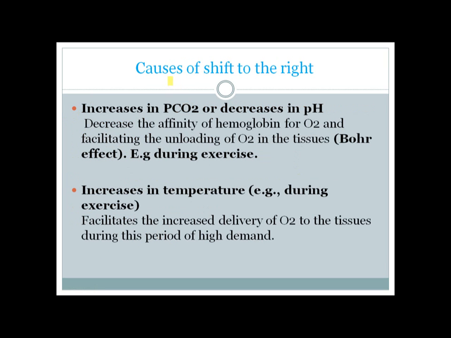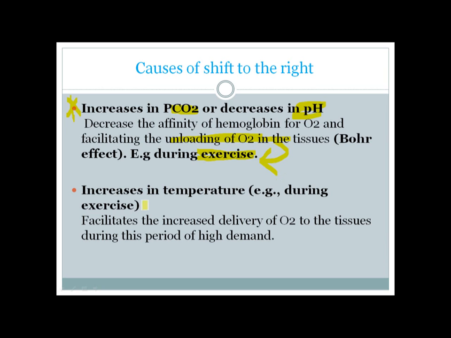So what are the causes of right shift? There are multiple causes. Most of the causes actually represent the situations that can be created by increased tissue metabolism. If there is an increased tissue metabolism, like during exercise, there can be increased production of carbon dioxide, leading to a decrease in pH. Those are the situations where there is a decrease in affinity of hemoglobin for oxygen, which causes increased unloading of oxygen in the tissues, which actually helps the exercise process.